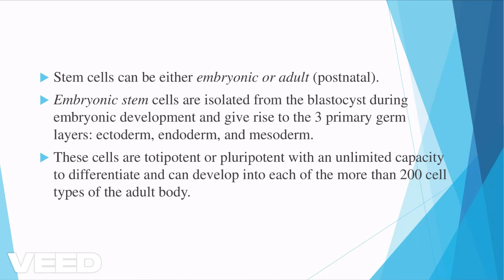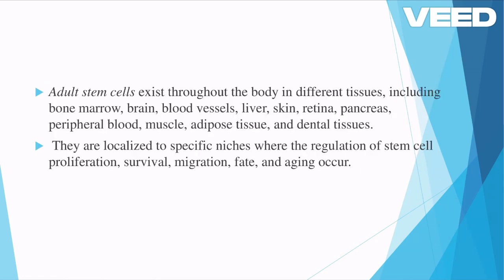Stem cells can be either embryonic or adult, that is, adult is postnatal. Embryonic stem cells are isolated from the blastocysts during embryonic development and give rise to the three primary germ layers: ectoderm, endoderm, and mesoderm. These cells are totipotent or pluripotent with an unlimited capacity to differentiate and can develop into each of the more than 200 cell types of the adult body.